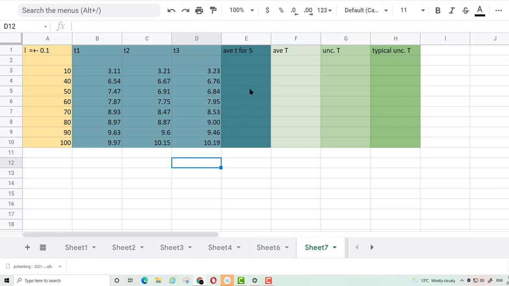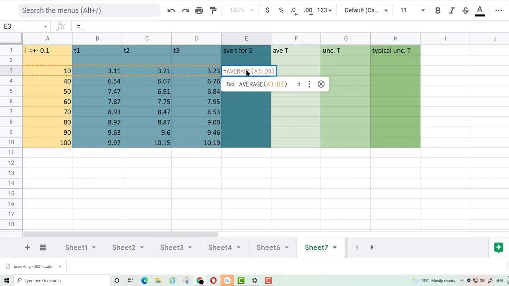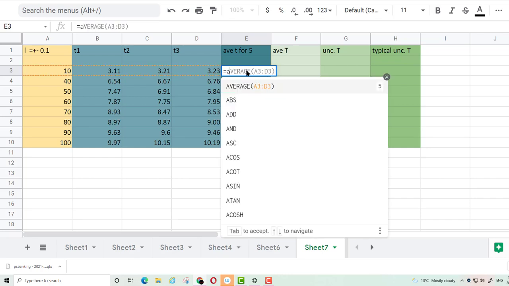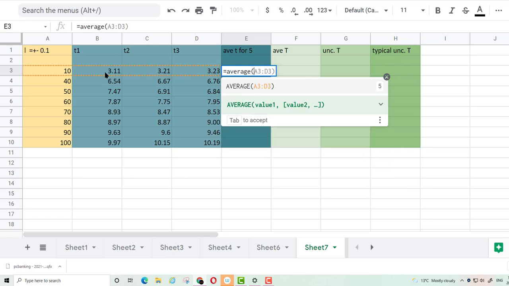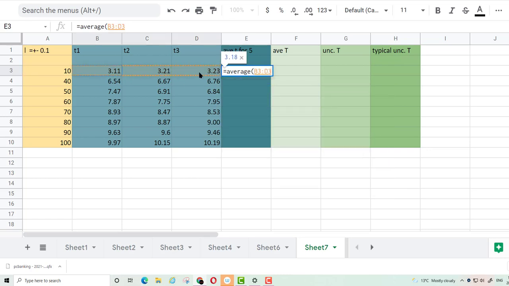So the first thing we'd like to do is figure out the average time over those 3 trials. And we can do that really quickly with a formula. Use an equal sign first to start a formula. In this case, we want to do an average. They're already giving us an average, A3 to D3, but we really want B3 to D3. So we'd like these 3 numbers here, B3 to D3. We don't want to include that number in the first column. Press enter. 3.18 is what we get here.